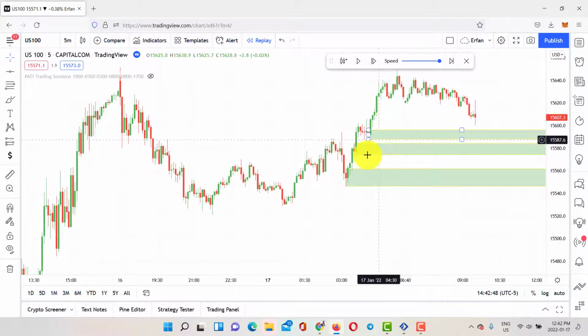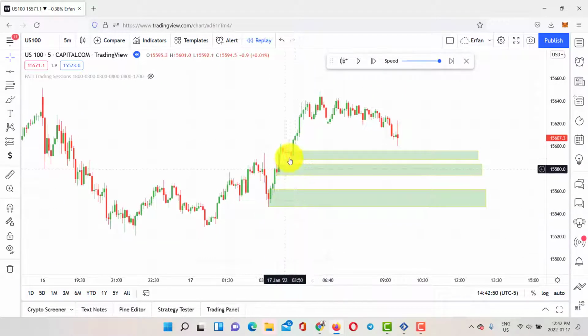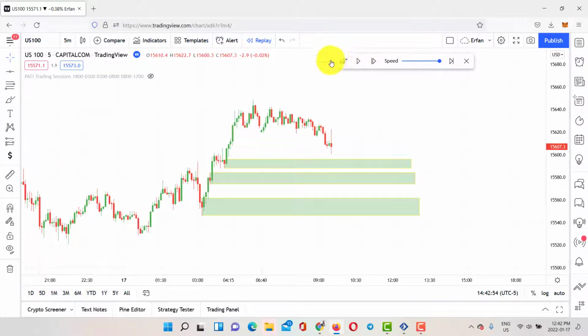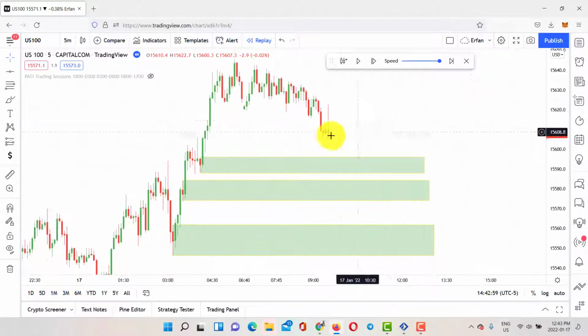As you can see, I have 3 different levels, 3 different high probability order blocks. The last one is low probability, and I want to show you how the market reacts. So I'm doing a replay, and I'm going to press play to show you how the market reacts with this order block, with this one, and with this one.